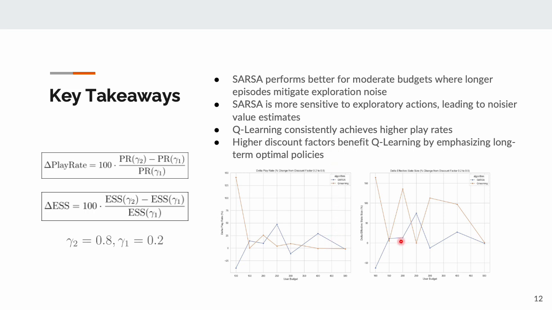Here are two graphs showing how the difference in play rate and effective slate size percentages between two extreme discount factors varies with user time budget. As can be seen, for lower user budgets, Q-Learning performs better for larger discount factors, whereas SARSA does the opposite. However, with the increase in the budget, the effect of discount factor diminishes, and the difference in the play rate and effective slate size becomes almost close to zero in both cases.